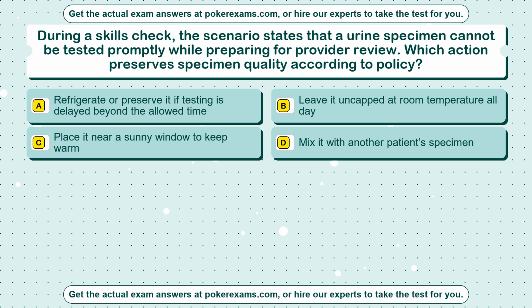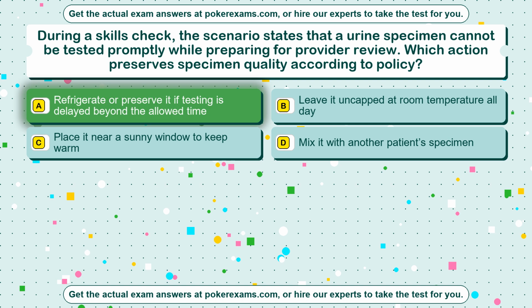Question 29. During a skills check, the scenario states that a urine specimen cannot be tested promptly while preparing for provider review. Which action preserves specimen quality according to policy? Option A, refrigerate or preserve it if testing is delayed beyond the allowed time. Option B, leave it uncapped at room temperature all day. Option C, place it near a sunny window to keep warm. Option D, mix it with another patient's specimen.